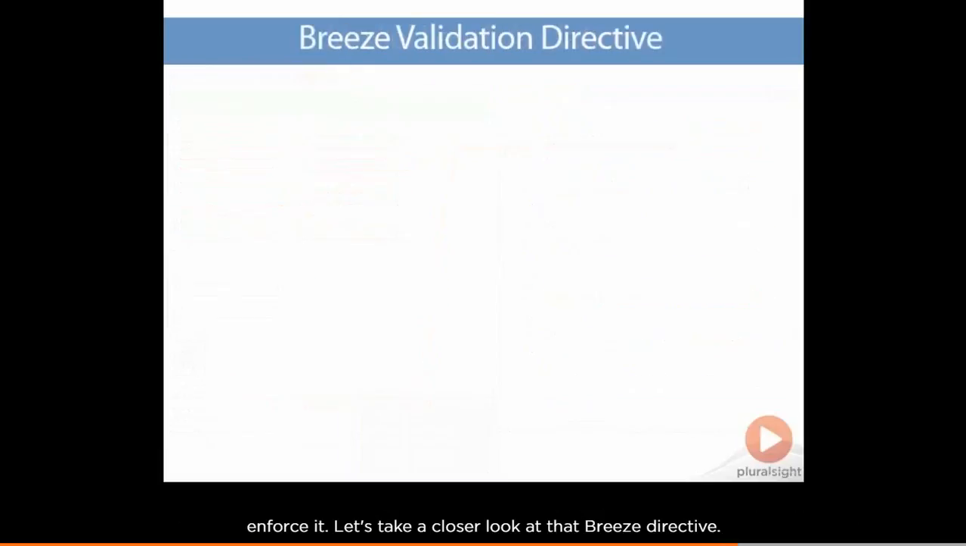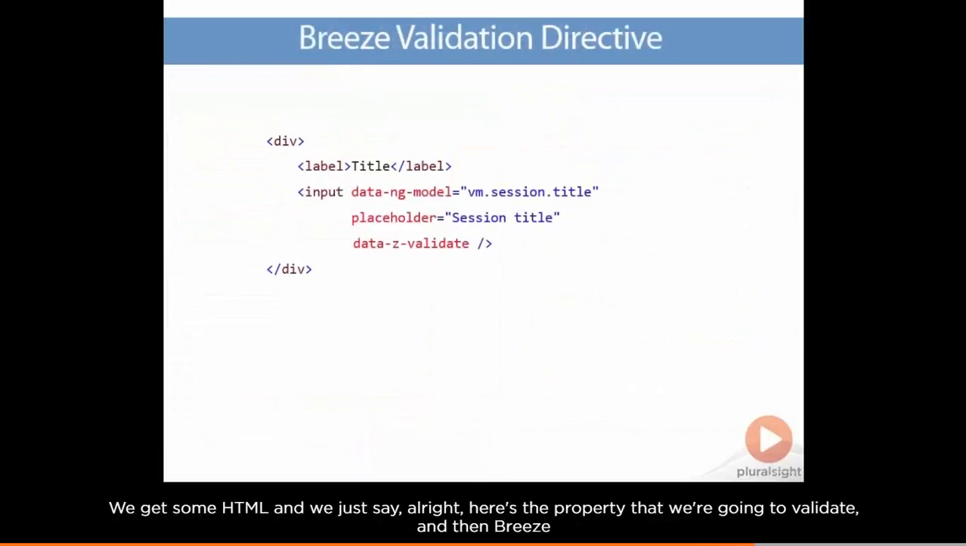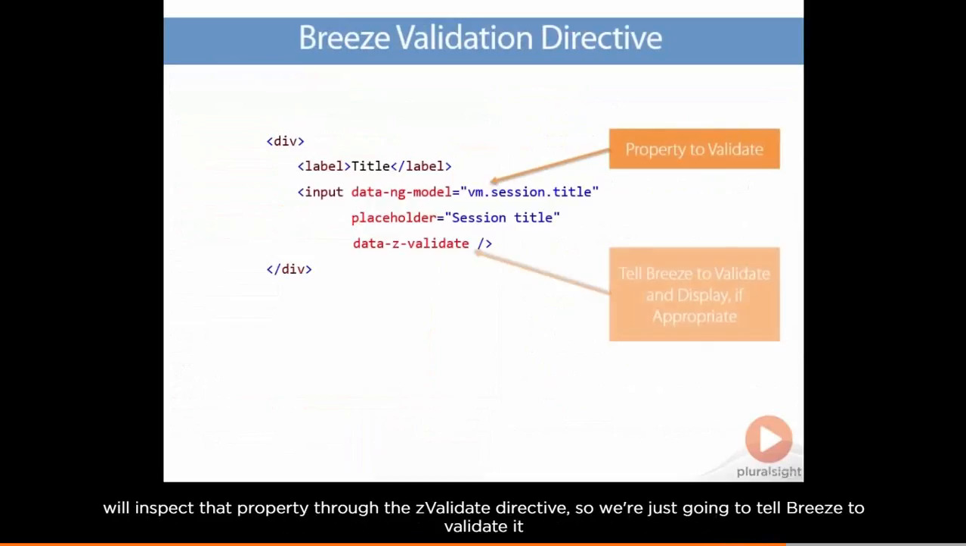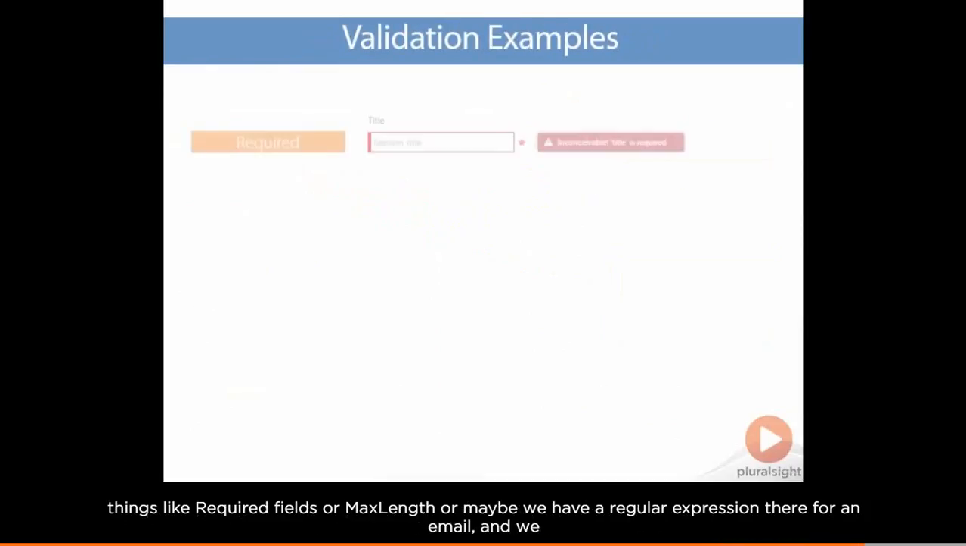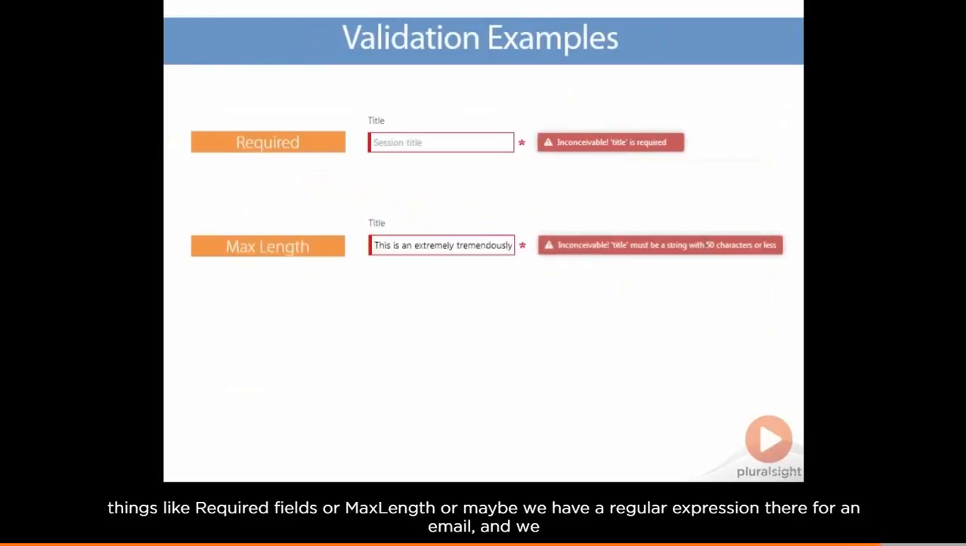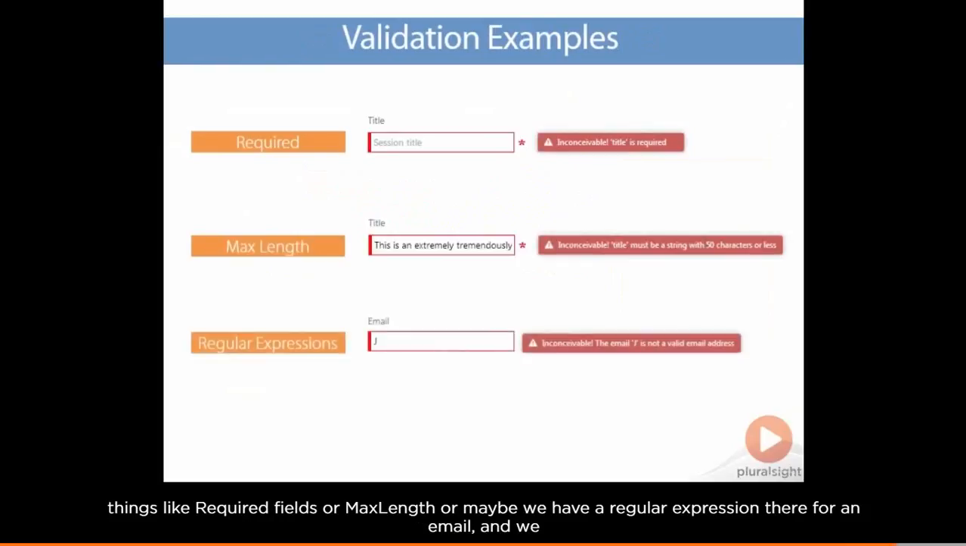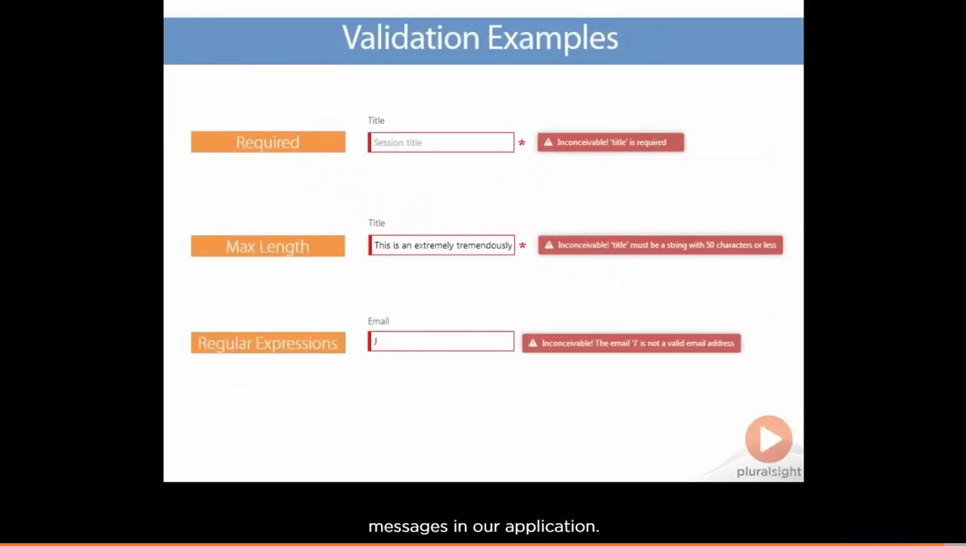Let's take a closer look at that Breeze directive. So we get some HTML and we just say, all right, here's the property that we're going to validate, and then Breeze will inspect that property through the Z validate directive. So we're just going to tell Breeze to validate it and display any message and surface it to the user. And by adding this simple directive, now we can have different things like required fields or max length, or maybe we have a regular expression in there for an email. And we haven't added any JavaScript yet, we're just doing this through the directive. So let's go surface these messages in our application.